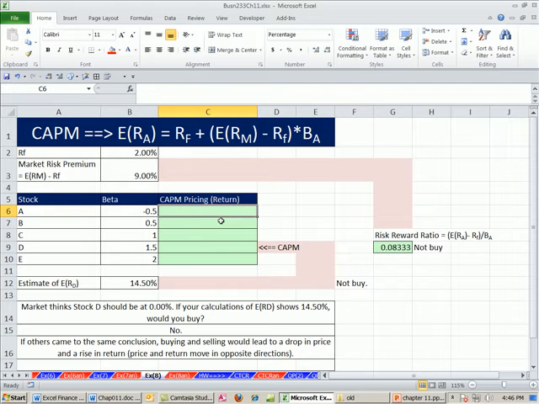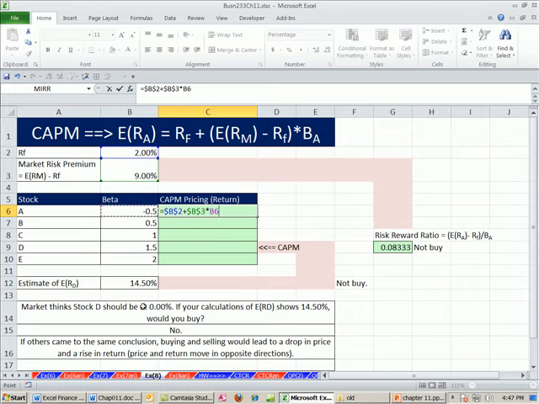So I'm going to come here. We'll do CAPM equals, hey, our risk-free. And I'm going to have to lock that with the F4 key, plus the risk premium here. So I'm going to say that. And lock that one too, times our beta for a particular asset.